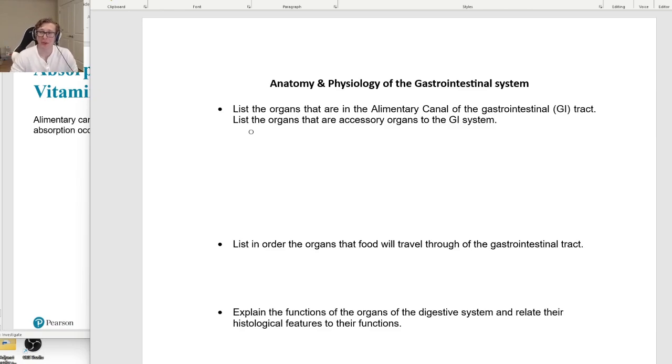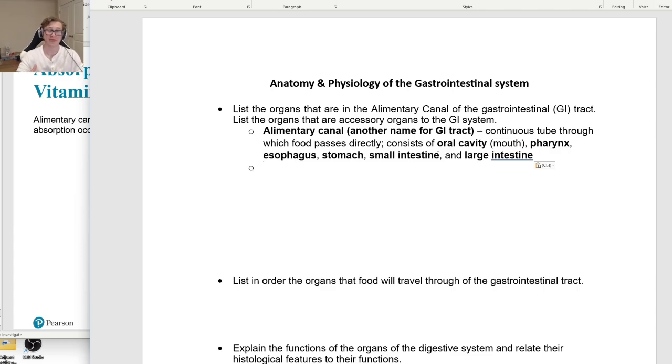Hey class, today we're going to talk about the anatomy and physiology of the gastrointestinal system in this video. Now, similar to the respiratory system, where that was divided up into conducting and respiratory, the GI system is divided up into the alimentary canal and accessory organs to the GI tract. Now, this looks like this.